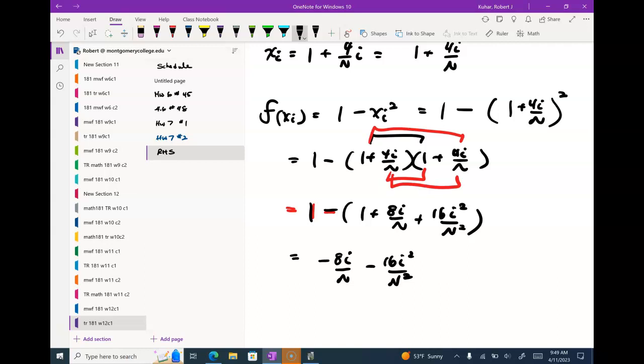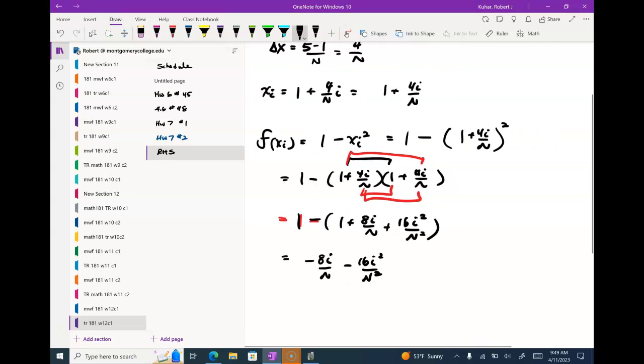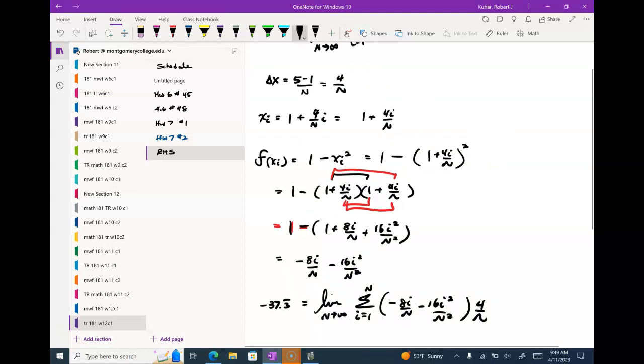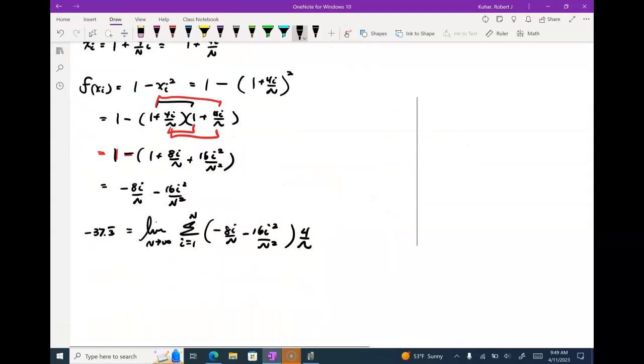So we're trying to show that negative 37 1/3 is equal to the limit as n goes to infinity of the sum from i equals 1 to n of negative 8i over n minus 16i squared over n squared, times 4 over n, the delta, the width of each rectangle, right? We're trying to show that that is going to be true.